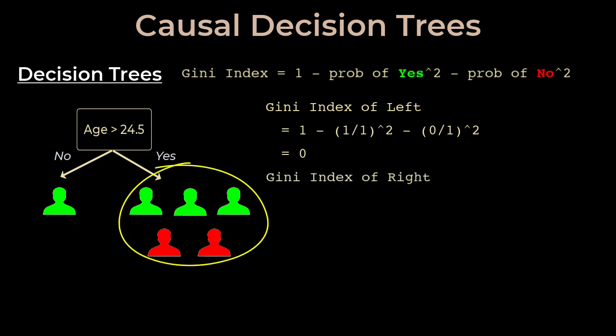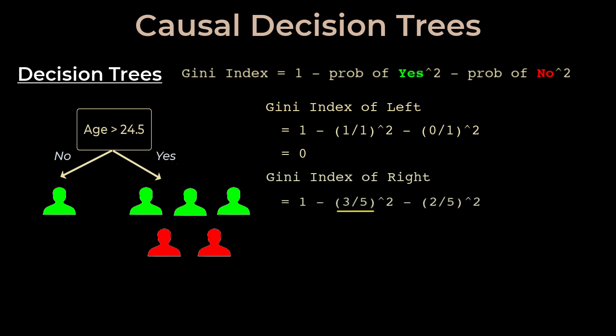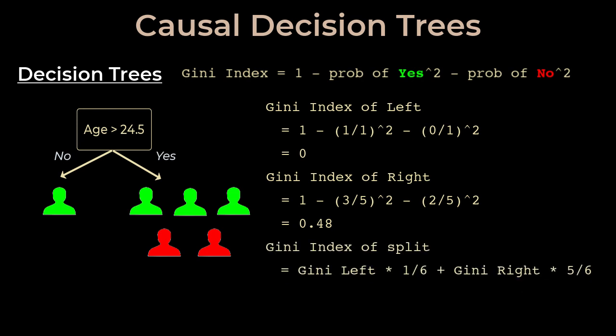Now for the right node, there were 3 yeses and 2 nos, so the probability of yes is 3 on 5, and the probability of no is 2 on 5. And using these values, we get the Gini index of the right node as 0.48. And the total Gini index is going to be the weighted average of these 2 values. Since only 1 out of the 6 samples went to the left node, its weight is 1 on 6. And the remaining 5 on 6 went to the right node, so its weight is 5 on 6. And substituting these values, we get the final Gini index of the split as 0.4.